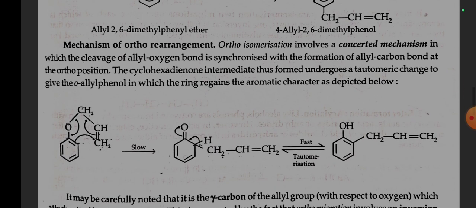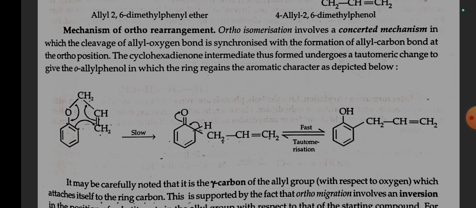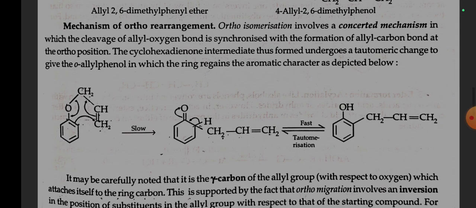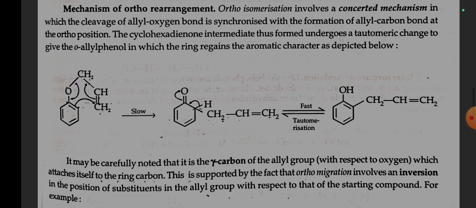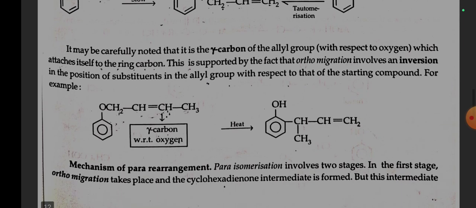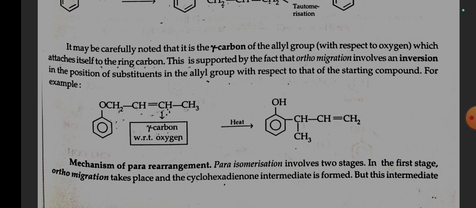Mechanism of ortho rearrangement. Ortho rearrangement involves a concerted mechanism in which the cleavage of allyl oxygen bond is synchronized with the formation of allyl carbon bond at the ortho position. The cyclohexadienone intermediate thus formed undergoes a tautomeric change to give ortho-allyl phenol in which the ring regains the aromatic character as depicted below. It may be carefully noted that it is the gamma carbon of the allyl group which attaches itself to the ring carbon.